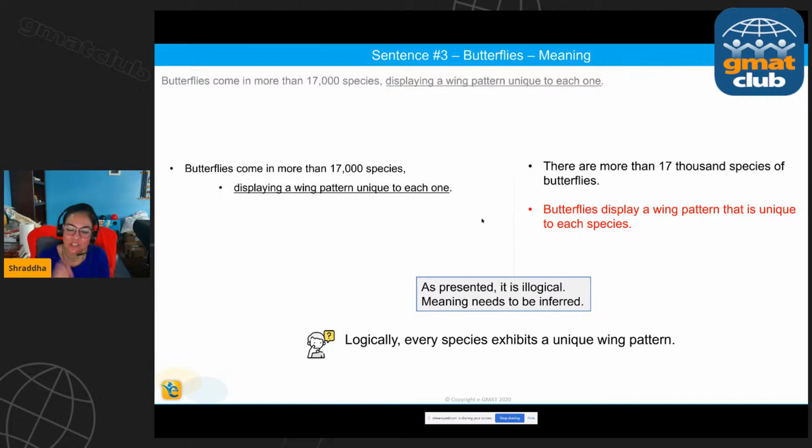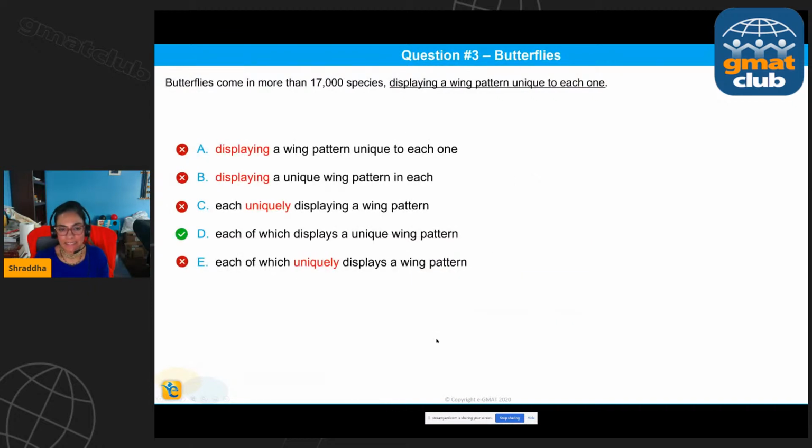And that's why we stress so much on spending this time upfront with the original sentence. Okay. So, with this understanding, let's now move on to our answer choice analysis. And this is what we see here. Displaying is definitely wrong because it has got nothing to do with the action. Same problem with choice B. Most of you were able to eliminate these two choices.